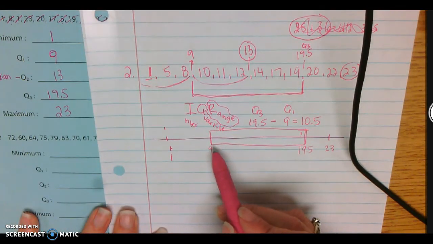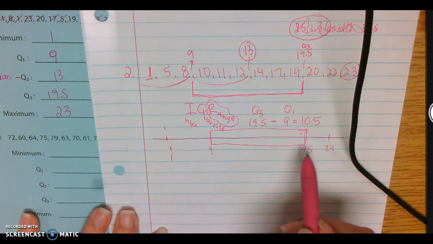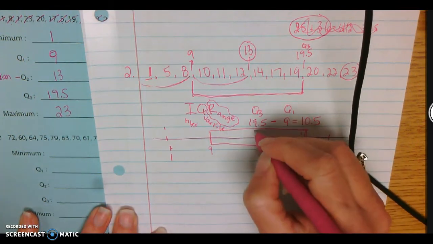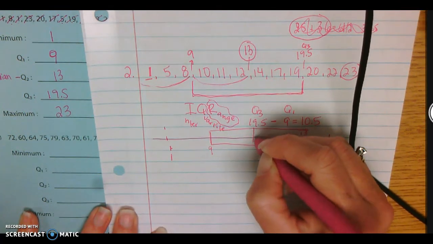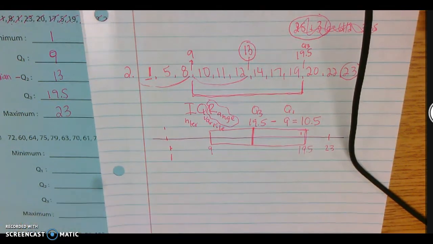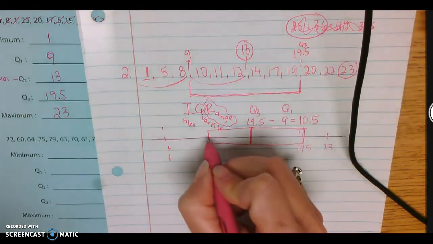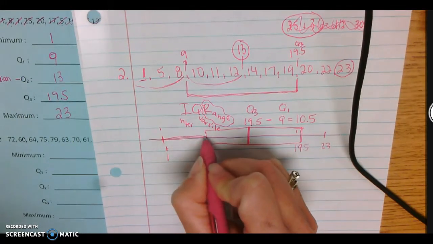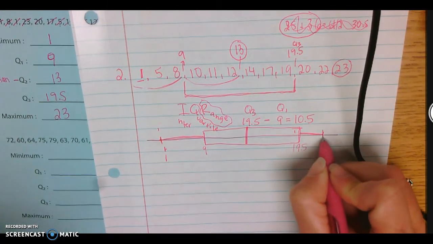And 13 is 4 away from 9 and 5 away from 19. So it's pretty much in the middle, but it's going to be a little closer to 9. But we have a line that goes down the middle like that. That's our median. Here is our whisker. And here is our other whisker.